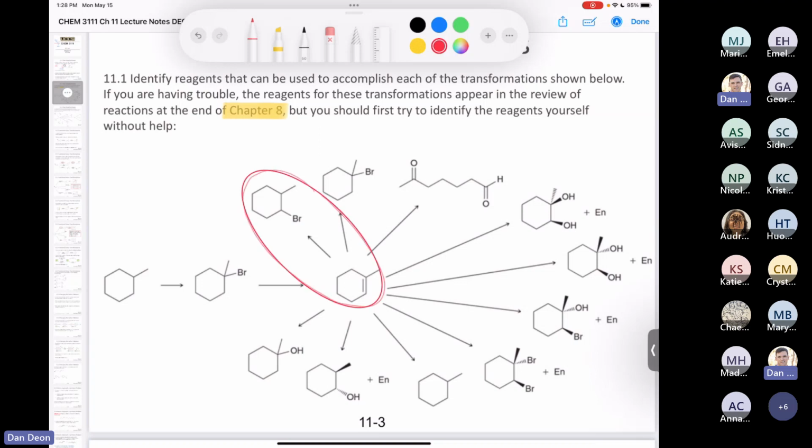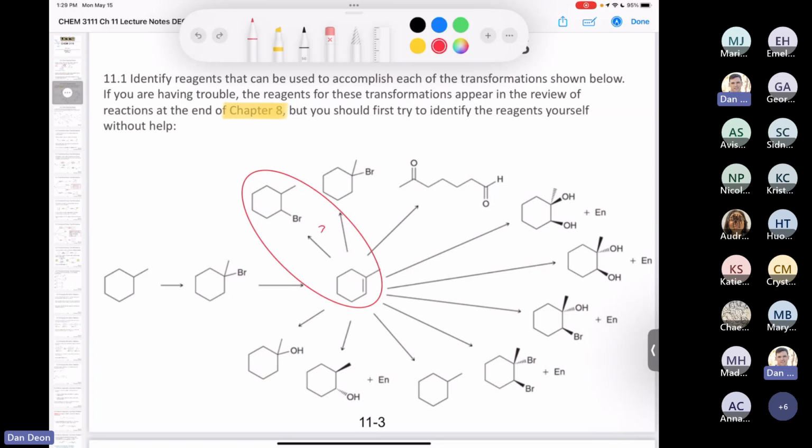So if we start with this reaction here, if we want to take 1-methylcyclohexene, so that's this alkene, and we want to convert it into 1-bromo-2-methylcyclohexane, what would be the reagents that I would use here? First of all, I want to ask you, is this a Markovnikov addition of HBr across the double bond or anti-Markovnikov? Could anybody answer that? Yeah, this is an anti-Markovnikov addition, isn't it?